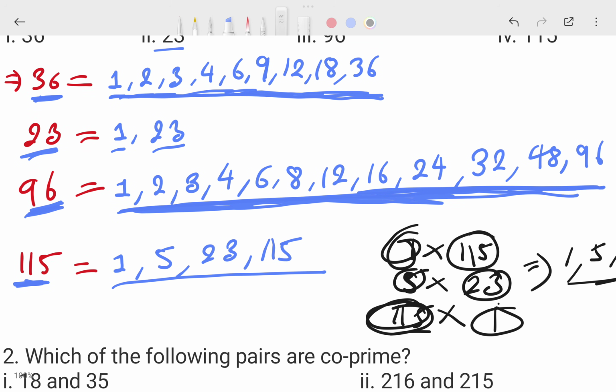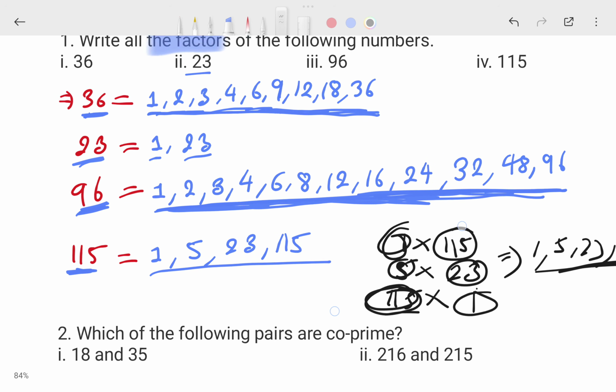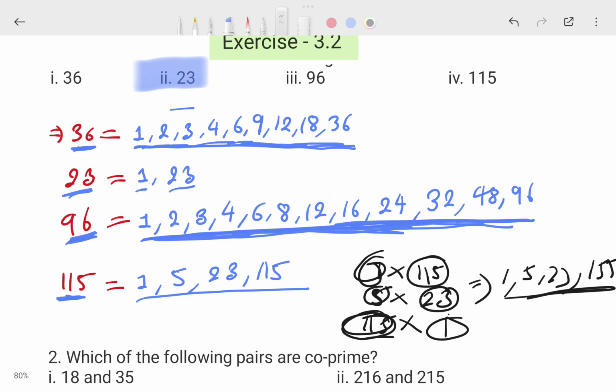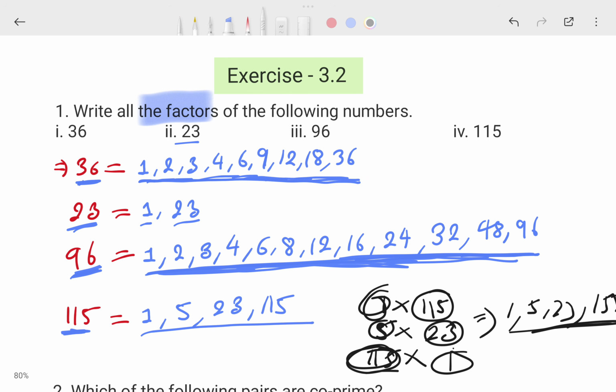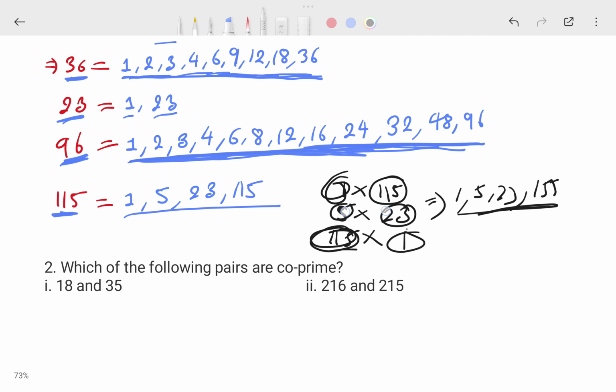Okay? So I hope you will understand the factorization. These are the factors. These are very simple questions. Nothing hard in this one. These are very simple, not complicated things. Okay, right? Is it clear to you? Right. So let's talk about the next one.